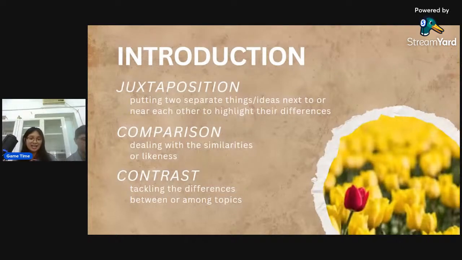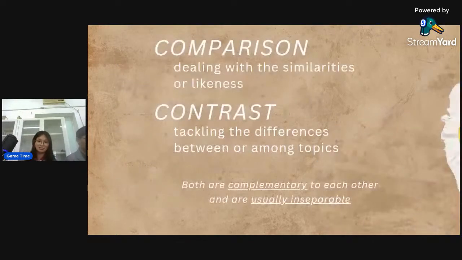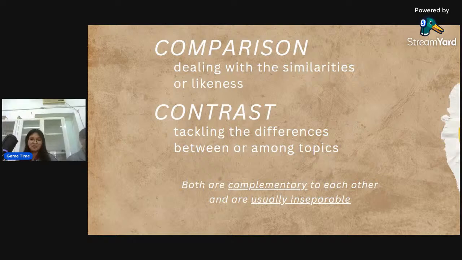In contrast, tackling the differences between or among topics. Despite knowing there are similarities between the two subjects we are comparing, contrast will further explain the differences among those two subjects. Okay, next. Both are complementary to each other and are usually inseparable. Without knowing the similarities, you can't really know the differences. So they're just like vice versa.